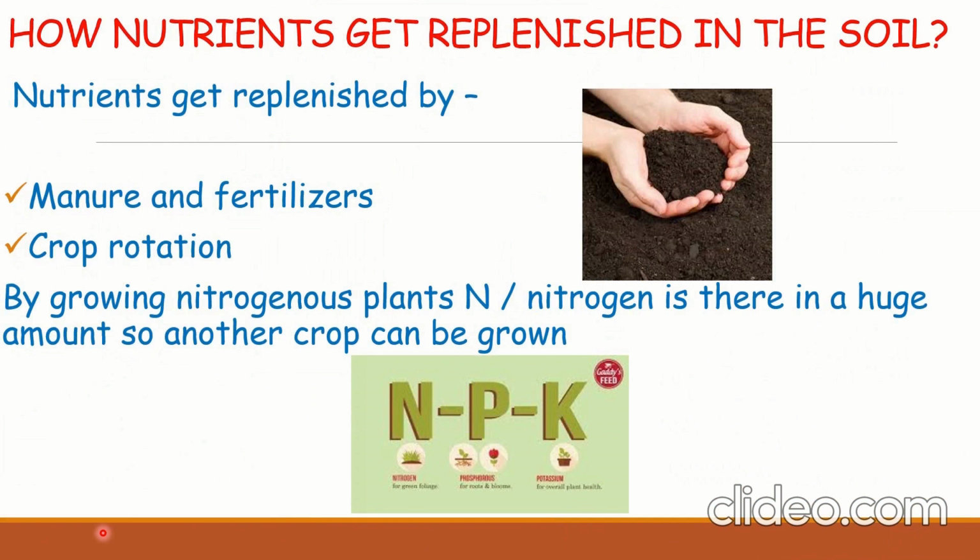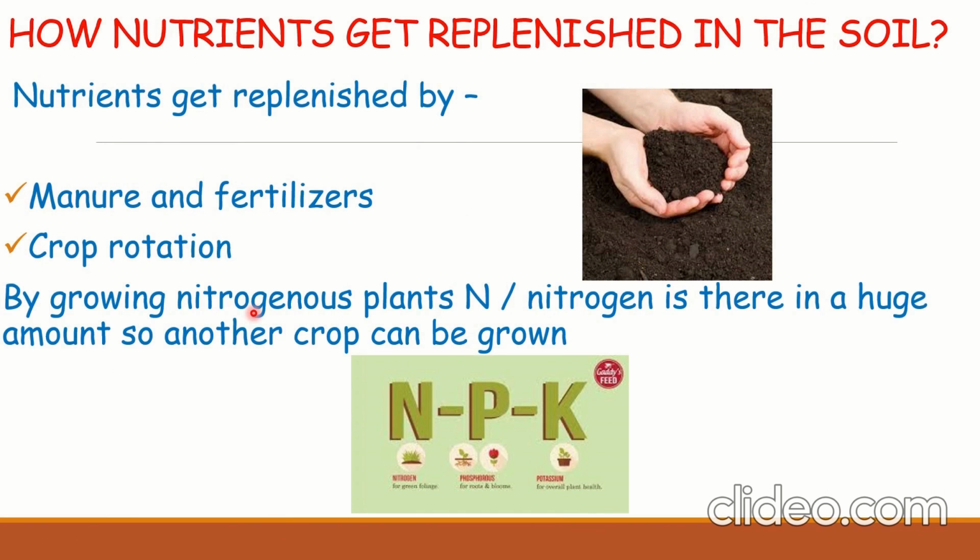Now we have seen the important minerals required for a plant. Now let's see how the nutrients get replenished in the soil. The nutrients get replenished by manure and fertilizers and by crop rotation. Manure is added by the farmers. Manure refers to organic material that is biodegradable, that dissolves with the soil and releases the minerals. If a plant is grown and uses up all the minerals in the soil, manure and even fertilizers are used to replenish them.